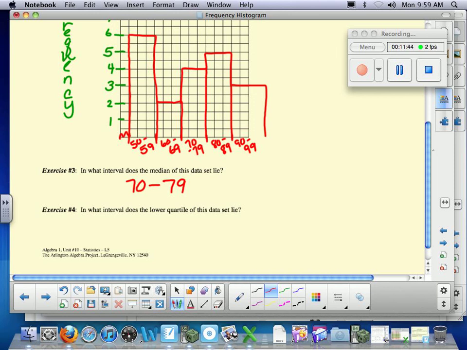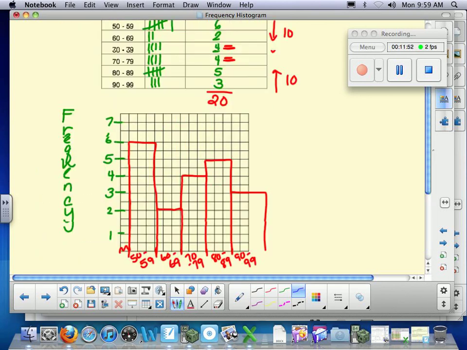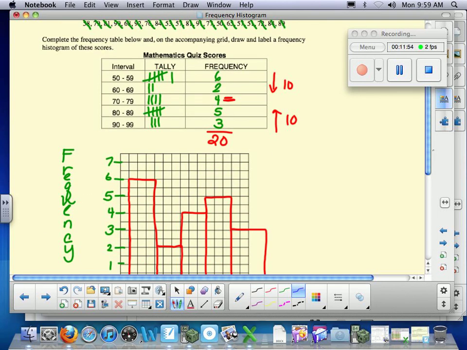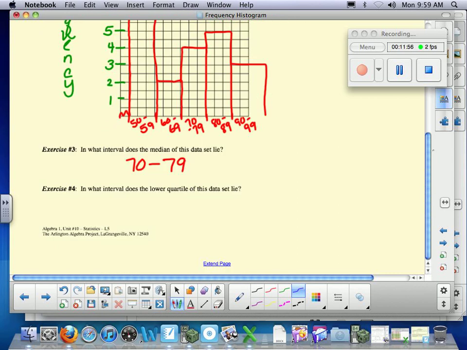In number 4, in what interval does the lower quartile of this data set lie? All right? Lower quartile is what percent? 25. I guess I'll be down here. So I've got my 20 quiz grades divided by 4 to get each quartile. So I need to know where the what grade is. What's 20 divided by 4? Yeah? I need to know where that 5th grade is.